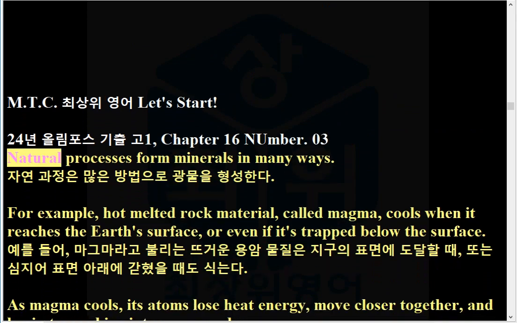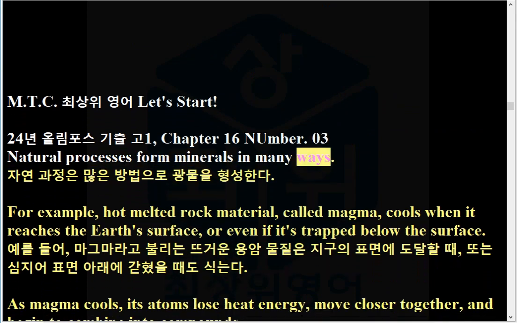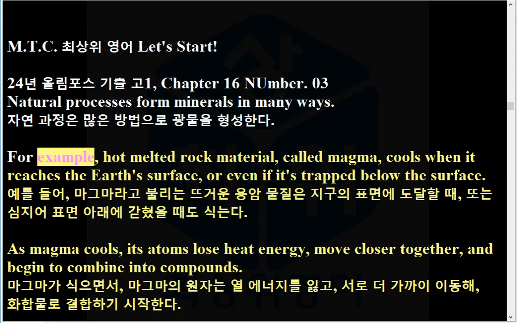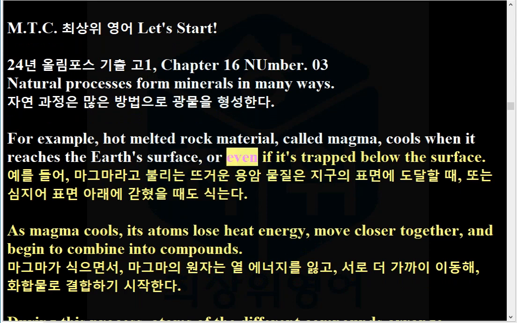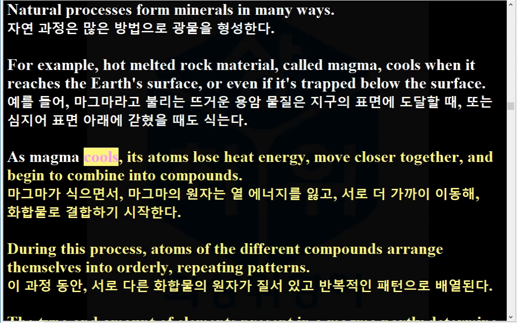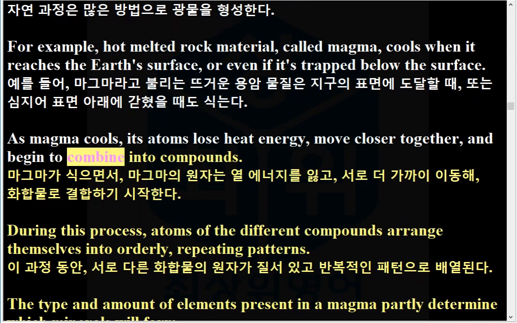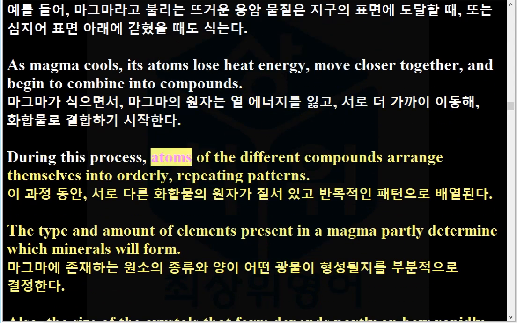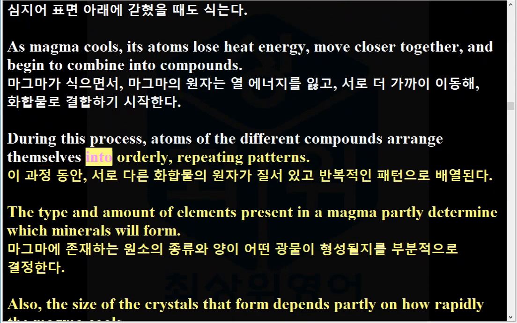Natural processes form minerals in many ways. For example, hot melted rock material, called magma, cools when it reaches the Earth's surface, or even if it's trapped below the surface. As magma cools, its atoms lose heat energy, move closer together, and begin to combine into compounds. During this process, atoms of the different compounds arrange themselves into orderly, repeating patterns.